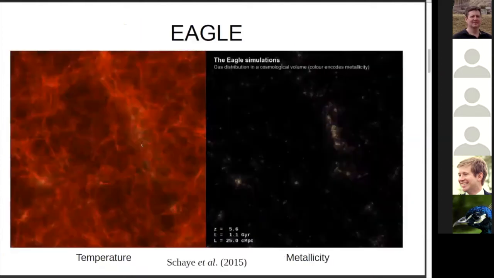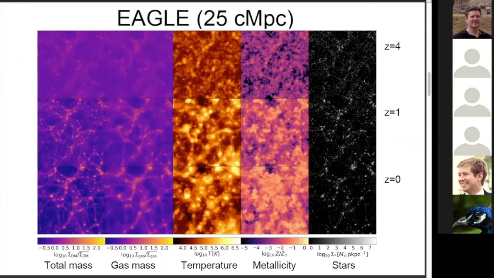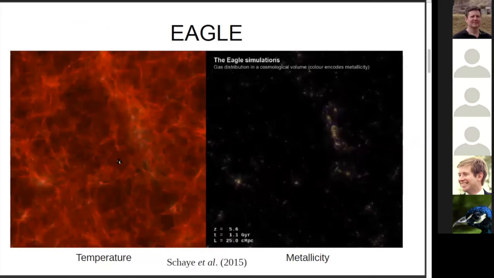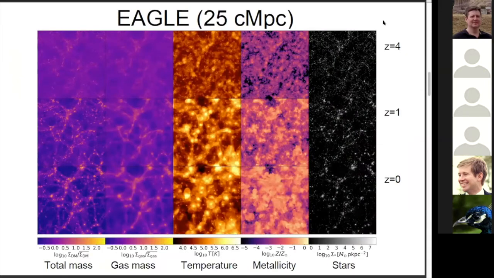I had a movie that's not going to work in the PDF, but you can roughly see the filamentary cosmic web in the temperature and the metallicity, which are two of the variables traced in Eagle. Luckily, I have a backup here, which shows that we trace the total mass, which is mostly dark matter, over time, redshifts 4 to 1 to 0, as well as the gas, which has hydrodynamics affecting it, the temperature, the metallicity, and the stars.